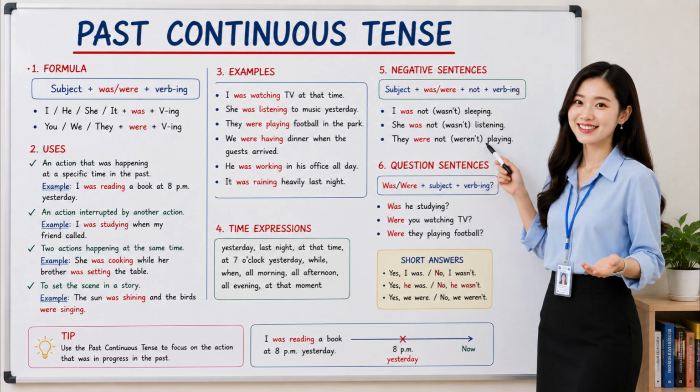Remember that learning a new tense takes time and practice. Try using the past continuous tense when talking about your daily activities, memorable experiences, or stories from your past. The more you practice speaking, writing, reading, and listening, the more confident you will become. Keep practicing, stay curious, and continue building your English skills. Soon, using the past continuous tense will become natural and easy.